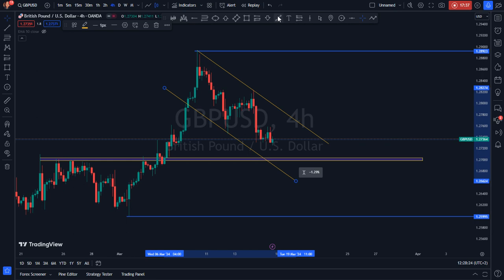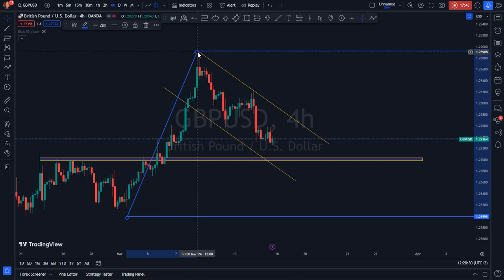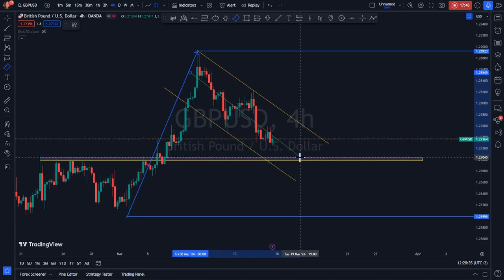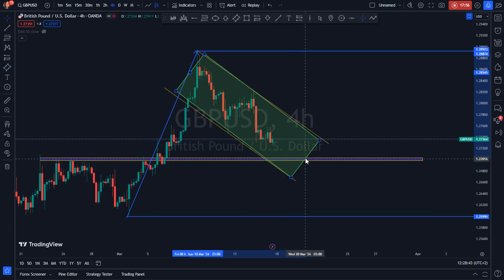So if this is my pole right here, this is going to be my pole, and then this is going to be my flag. So I'm waiting for this market to come to this zone right here. But now the trick is, I'm not going to enter here. I've tried that strategy, guys.